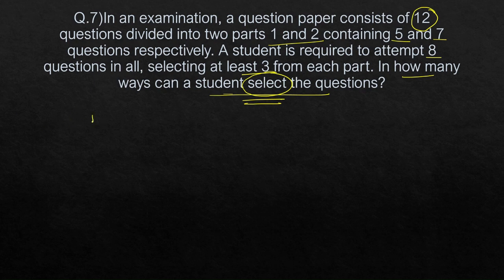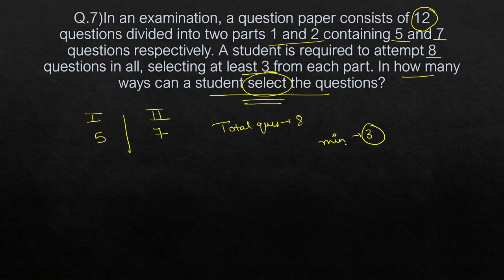Now here what we'll write is part 1 and part 2 of the question paper. Part 1 consists of 5 questions and part 2 consists of 7 questions. Total questions that we need to solve is equal to 8. These are a few things that we need to keep in our mind, and minimum from each part should be 3 questions. So with this information we will start writing.